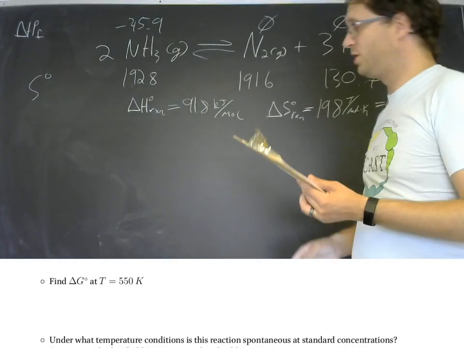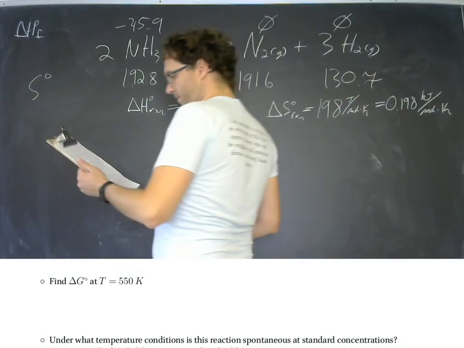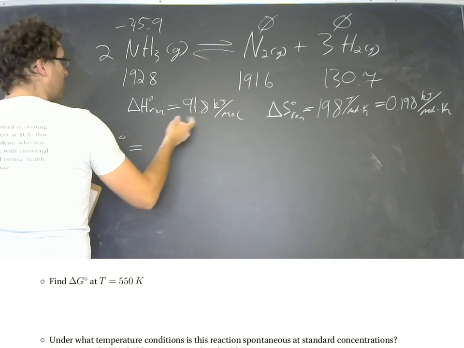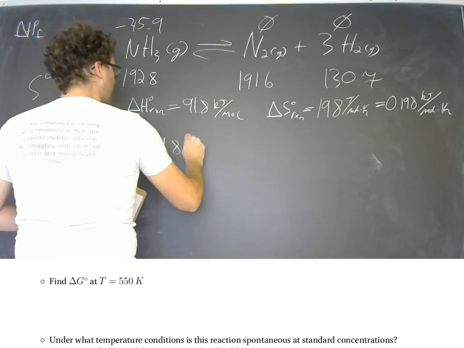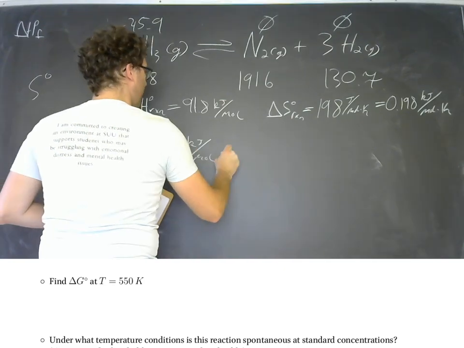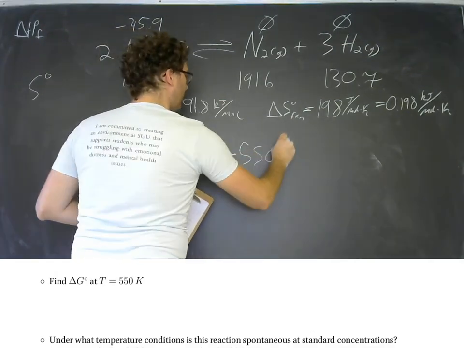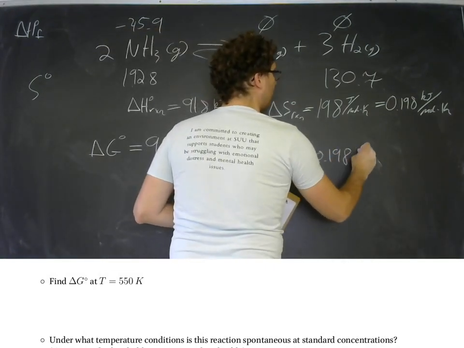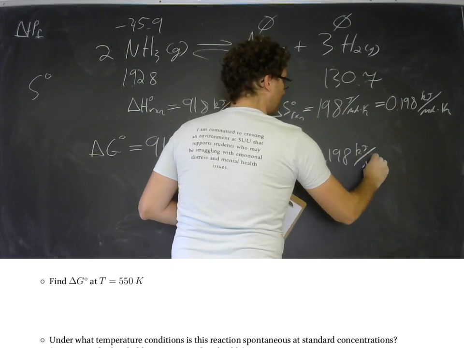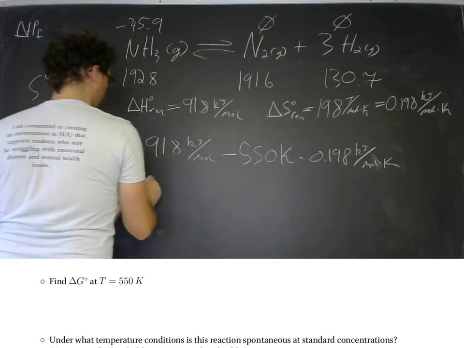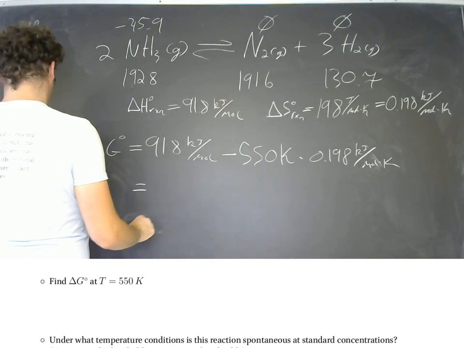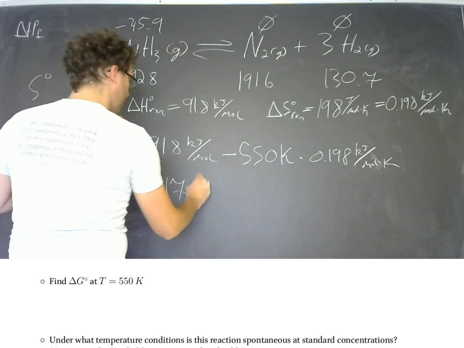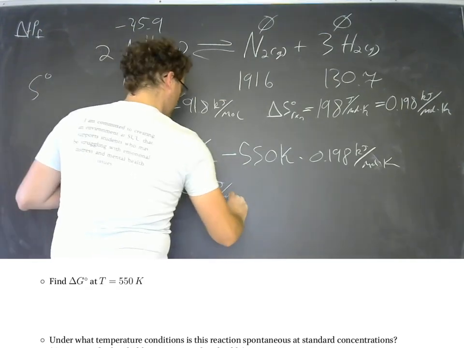Now find delta G naught at 550 Kelvin, so delta G naught is going to equal delta H naught, 91.8 kilojoules per mole, minus 550 Kelvin times 0.198 kilojoules per mole Kelvin. And that's going to equal negative 17.1 kilojoules per mole.